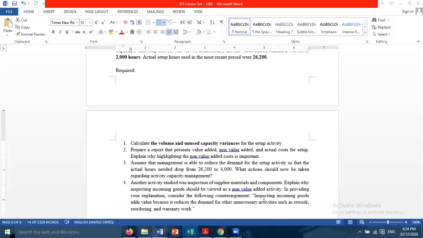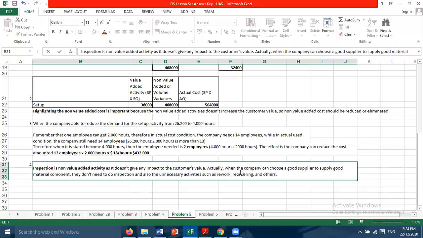Now, if we're given the argument activities, we can also say that technically, if our supplier is good, our supplier is of high quality, then we actually don't need inspection because we already trust the supplier and they already supply good material components.